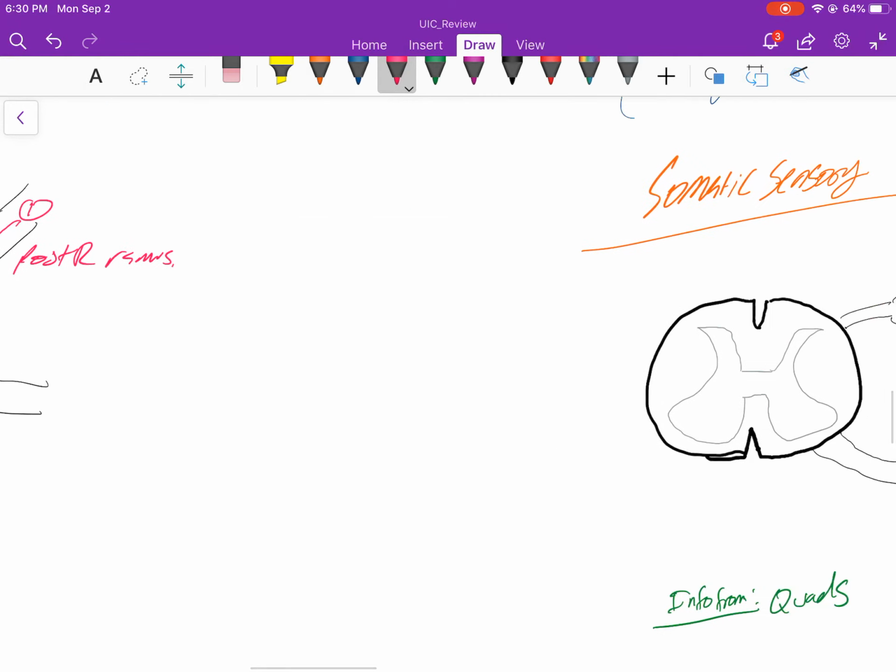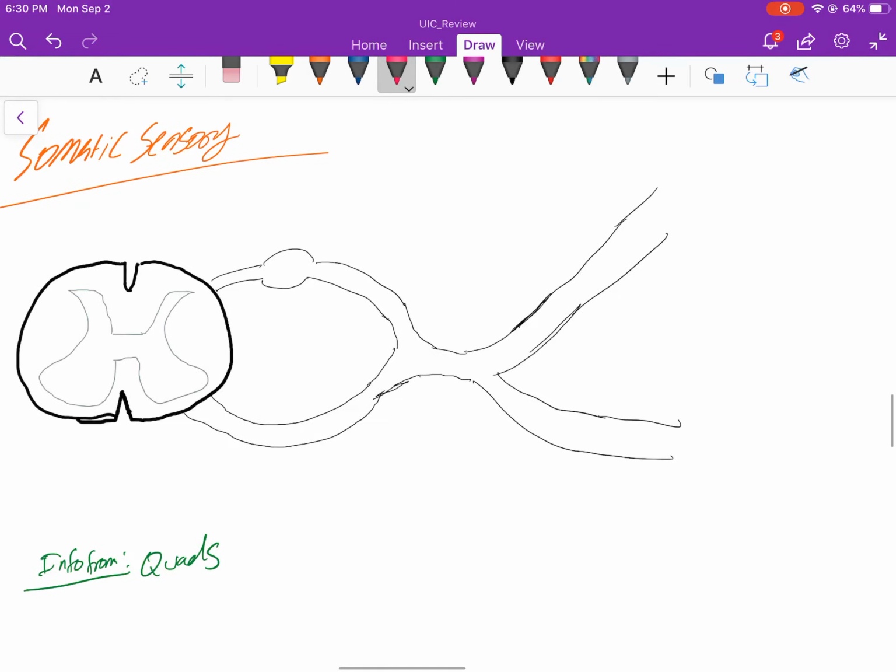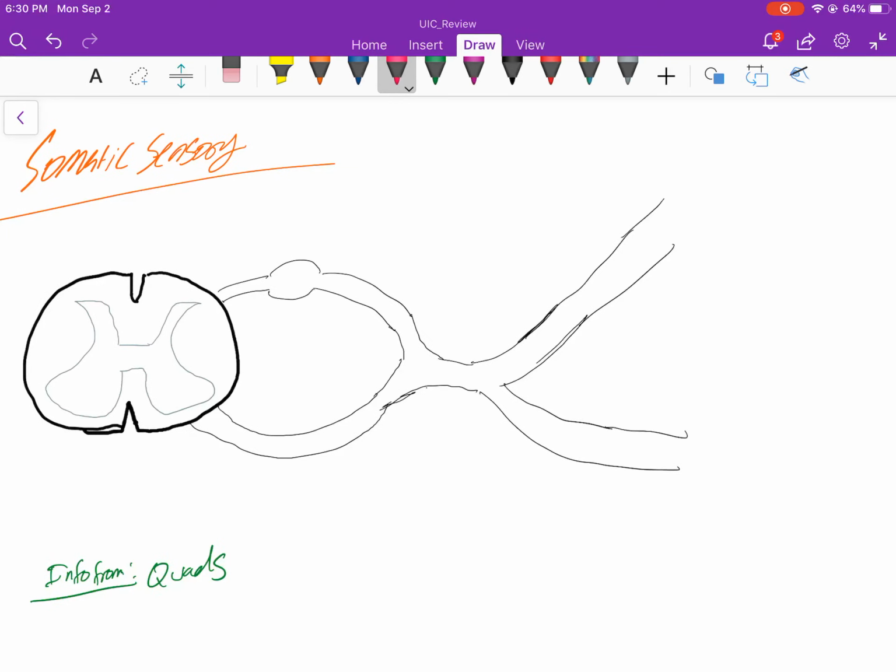Now let's say we're getting sensation info or pain from the quads. Instead of starting off in the posterior ramus, we're going to start off with the anterior ramus because that's where the information is coming from. We're going to do anterior ramus, go through the spinal nerve, and you may think it's going to go through the anterior portion, but no. Sensation info, no matter where it's coming from, will always pass through the posterior part of the nerve.